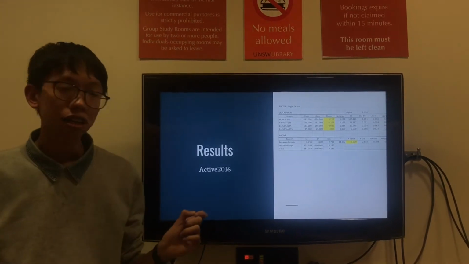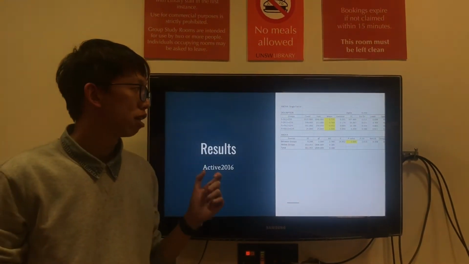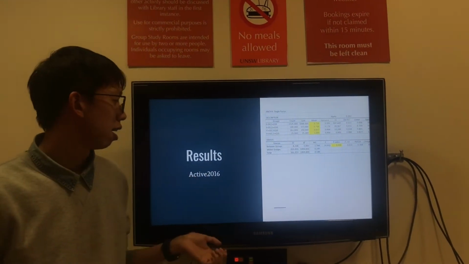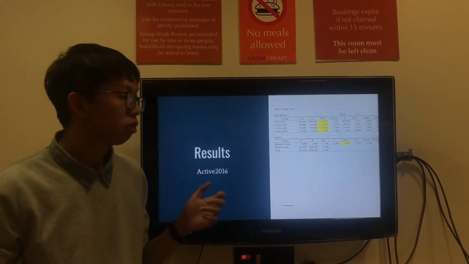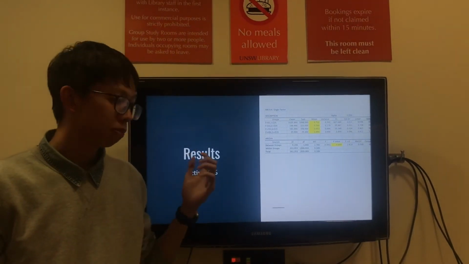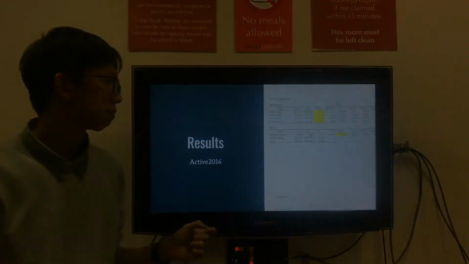And from the ANOVA test related to active rate, we also found that segment 4 has the highest retention rate in 2016, and that also shows that the customers who purchase more and who spend more are the most loyal to our program.